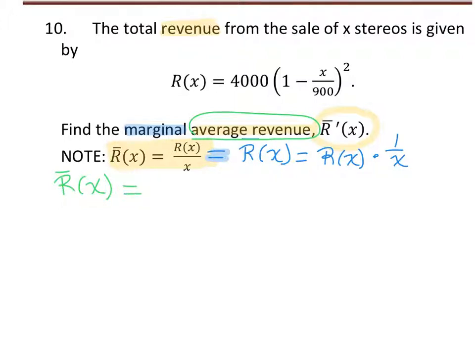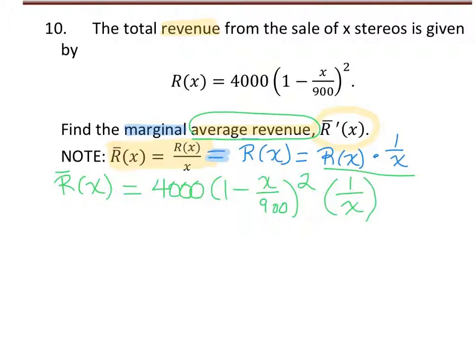And I'm going to take this second approach, which means I'm going to take the revenue, which is 4,000 times the quantity 1 minus x over 900 raised to the second power, and I'm going to multiply that times 1 over x, same as dividing by x. And then I'm going to multiply 4,000, which is a multiplier, times 1 over x, which is a multiplier.